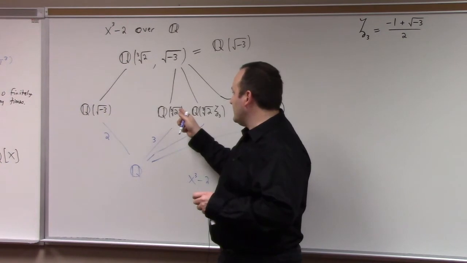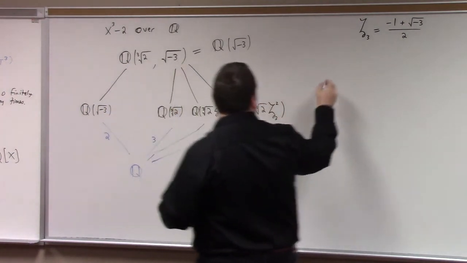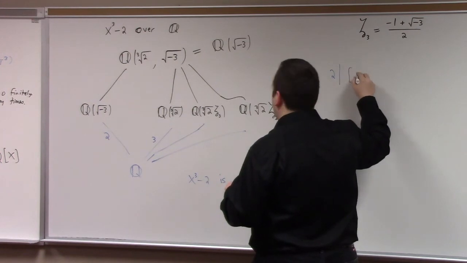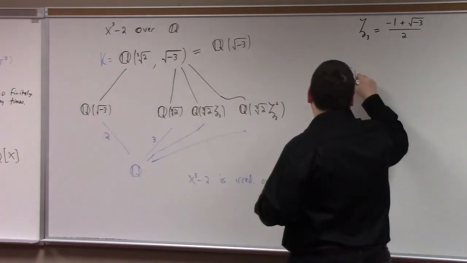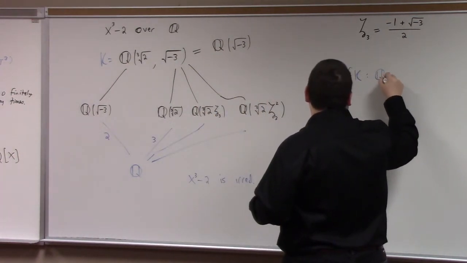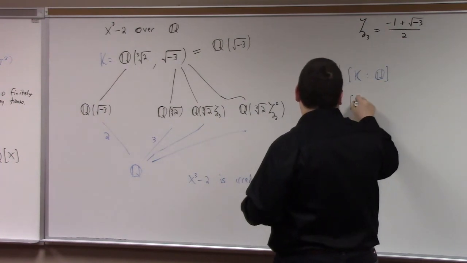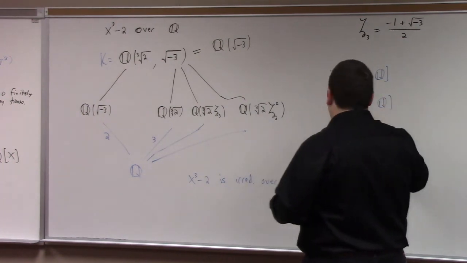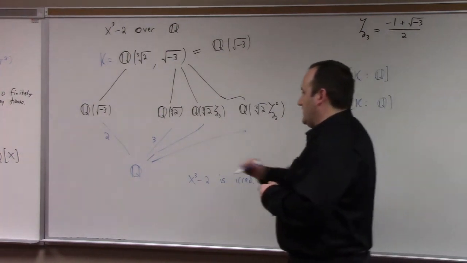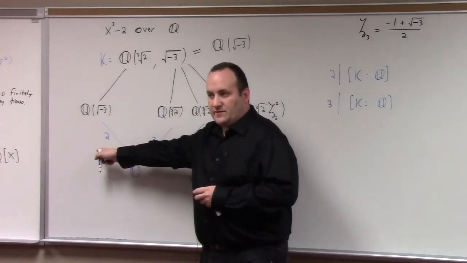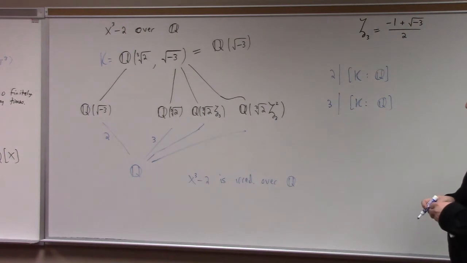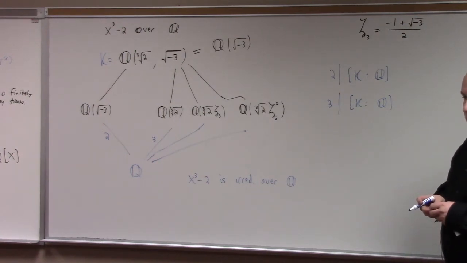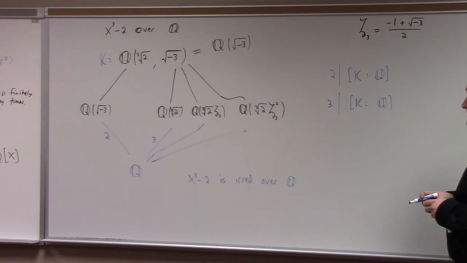So what's that say? That says that 2 divides the degree of the splitting field. Let me call this thing K so I don't have to write so much. 2 divides the degree of the splitting field K over Q, right? And 3 divides the degree of the splitting field K over Q. By the earlier example, adjoining the square root is degree 2, and by the irreducibility, the cube root of 2 is algebraic over Q. So that says that 2 and 3 both divide the degree of K.